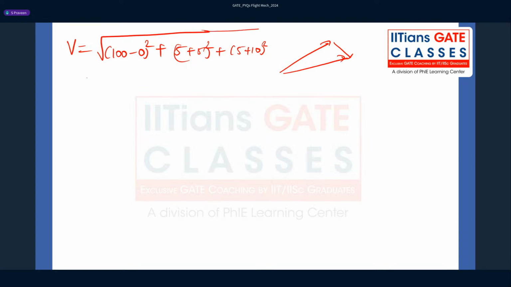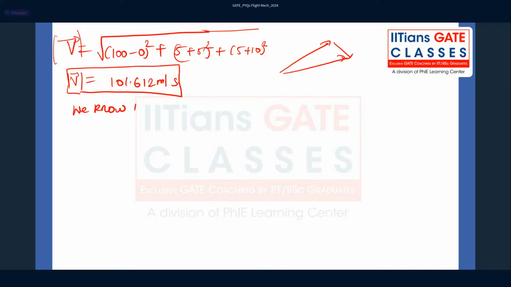Simplify this, you will get it around 101.612 meters per second. Okay, bracket this, this is the net velocity. If I just put it in the vector, this is the modulus of the velocity vector, right? We know that the vertical velocity is simply the modulus of the velocity vector times the sine beta.